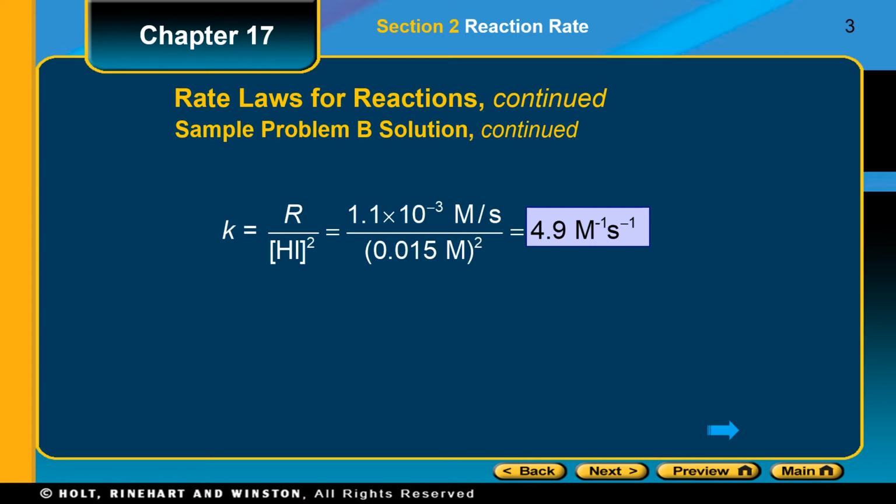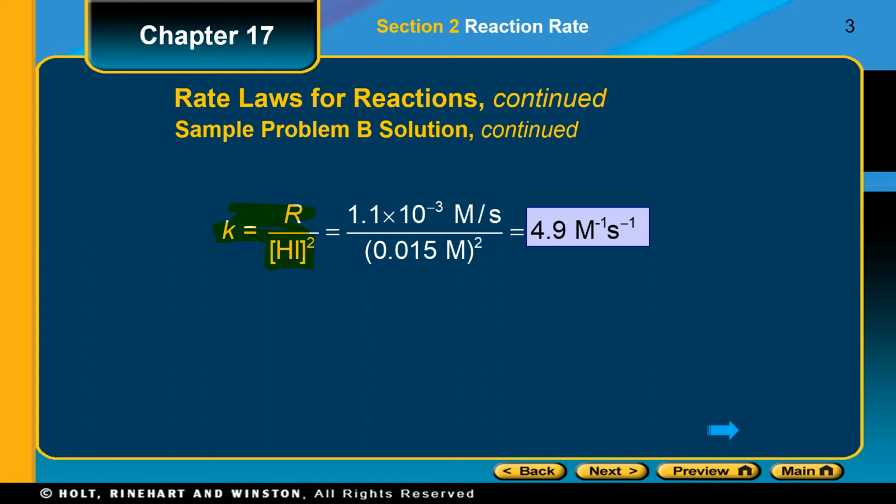Now, if you take the original equation, which was R is equal to K times the concentration of hydrogen iodide squared, and solve for K, then we will get this equation right here. To get the hydrogen iodide concentration to the other side, I will have to divide both sides by HI squared. That will leave me K by itself, so R divided by this.